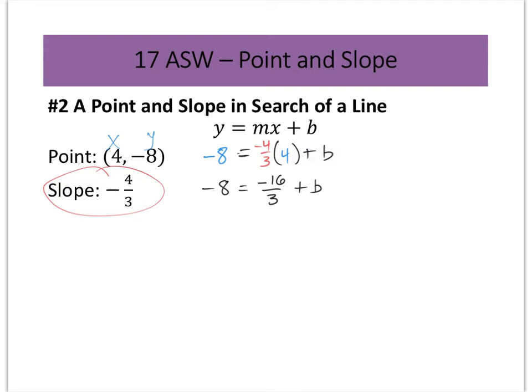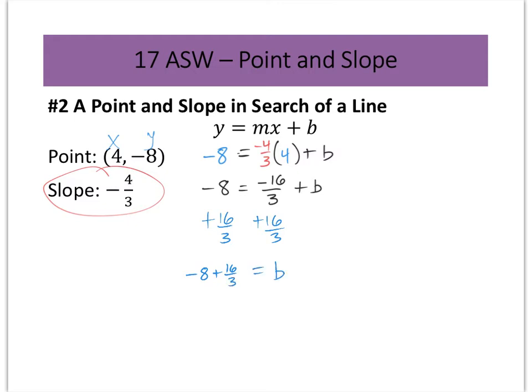So we have some number plus some other number, and we're looking for this b value. Since this is a negative number, we'd have to add 16/3 to both sides. I know that's a really ugly number, but we're going to go ahead and add 16 thirds. So negative 8 plus 16 thirds is equal to b.